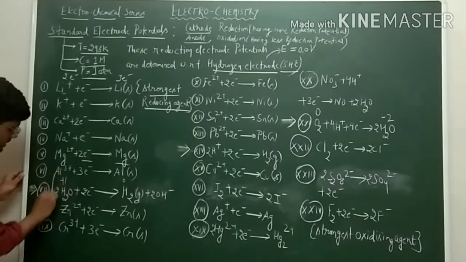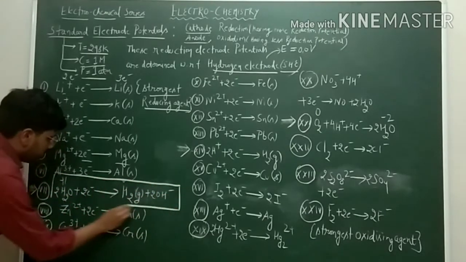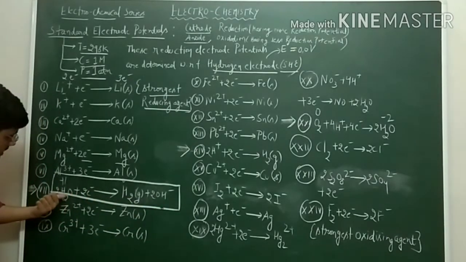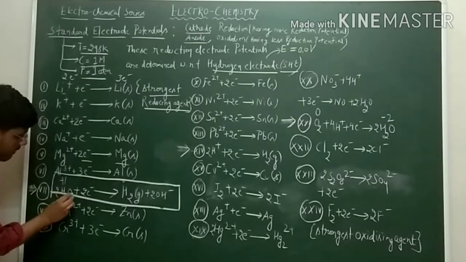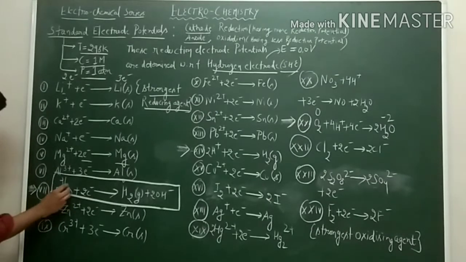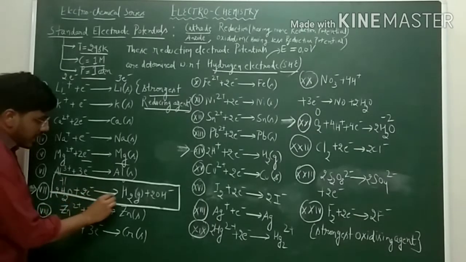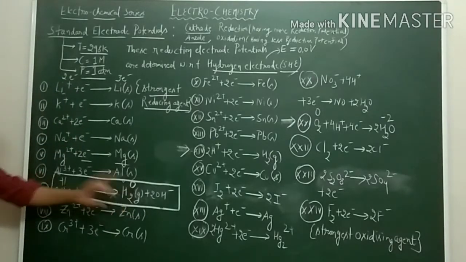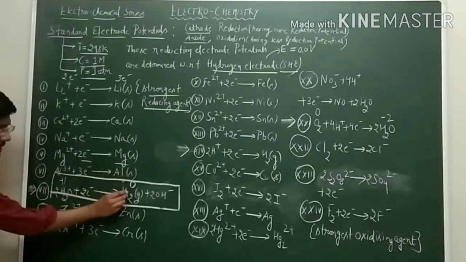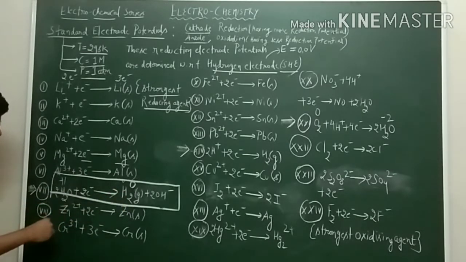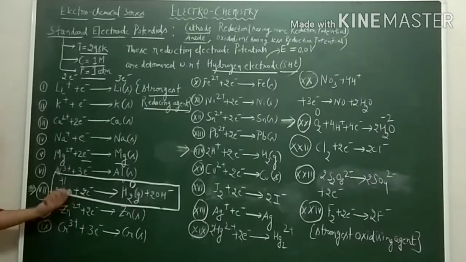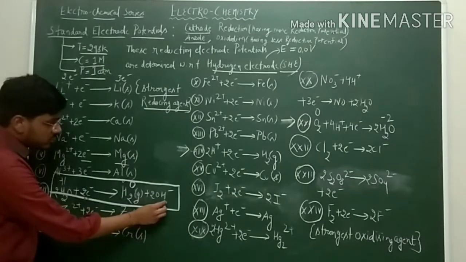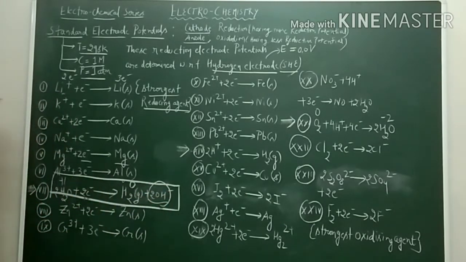Then the most important one is water. Water on undergoing reduction forms hydrogen plus OH negative ion. How is it reduction? In water the hydrogen ion has an oxidation state of +1. On gaining an electron, it forms hydrogen in which the oxidation state of hydrogen is 0. Since the oxidation number is decreasing, it is reduction. Here there are 2 H+ ions, so we have to add 2 electrons to form hydrogen. To balance the reaction, we have added 2 OH negative ions extra.